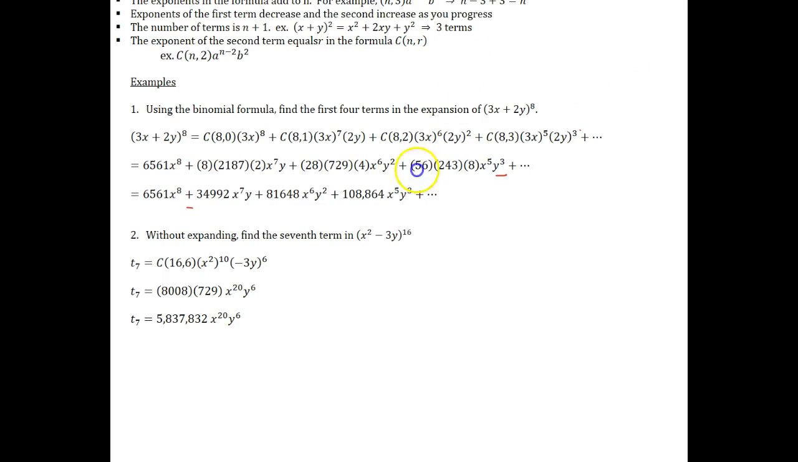Another question you could be asked is, again, based on this and using the binomial coefficient, without expanding, find the 7th term in this expression, x squared minus 3y to the power of 16. So I call this 7th term T7. And you might say, well, it's going to be 16 choose 7, which isn't correct. Since we start off with 0, the term that we look for is always 1 less, so it's 16 choose 6. And as I mentioned earlier, the B term, 2nd term, this number always matches this one. So it's to the power of 6.